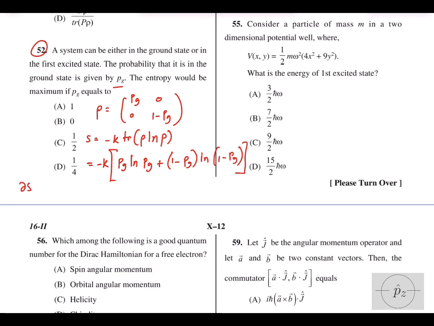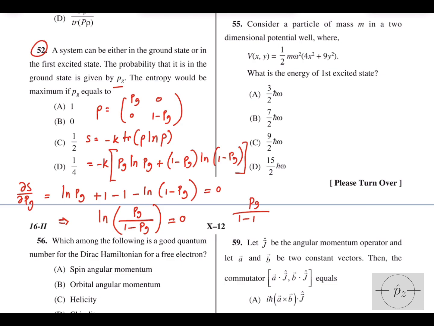Next we find the derivative of S with respect to Pg, and this is given by log Pg plus 1 minus 1 minus log(1 minus Pg). We equate that to 0 and find this is equal to log of Pg divided by (1 minus Pg), which equals 0. So Pg divided by 1 minus Pg has to be 1, or 2Pg is equal to 1, or Pg is equal to half. So option C is the correct answer.